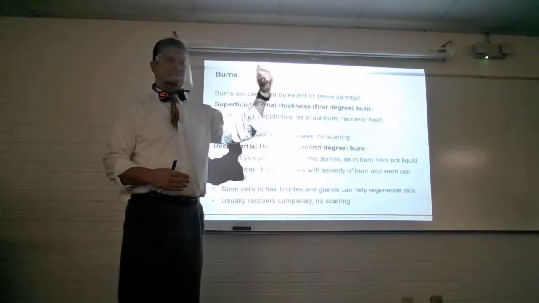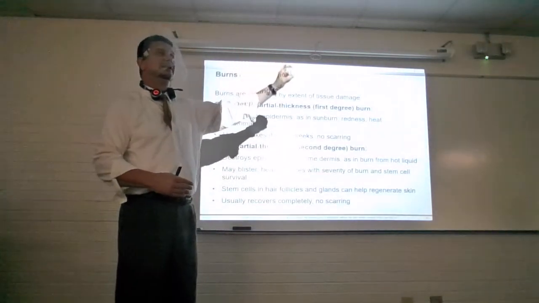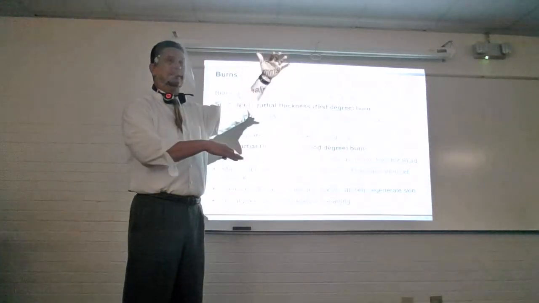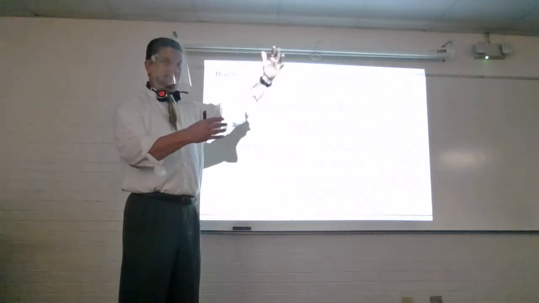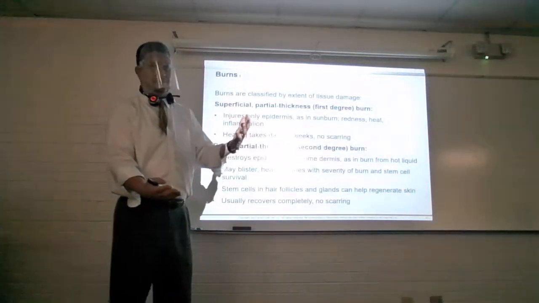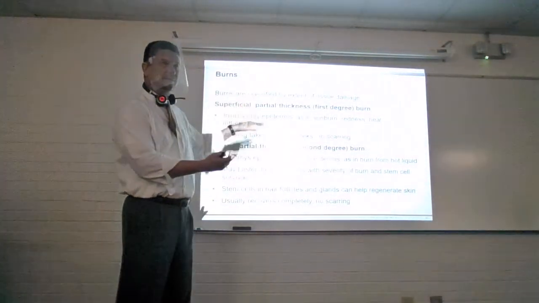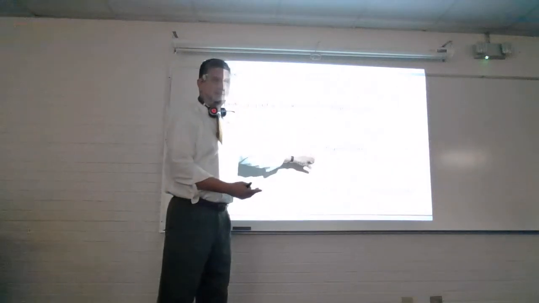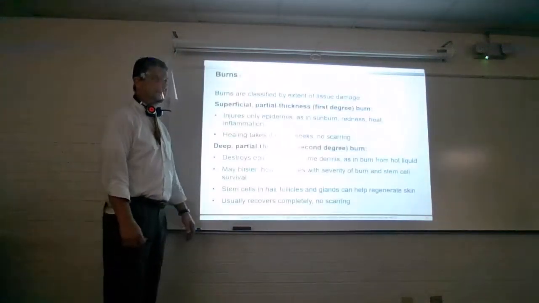Superficial partial thickness is a first degree burn because it is superficial and not on the whole thing. Deep partial thickness is still saying it doesn't go all the way to the bottom, but it goes a little deeper than superficial. This is second degree burns. Full thickness is third degree burns.